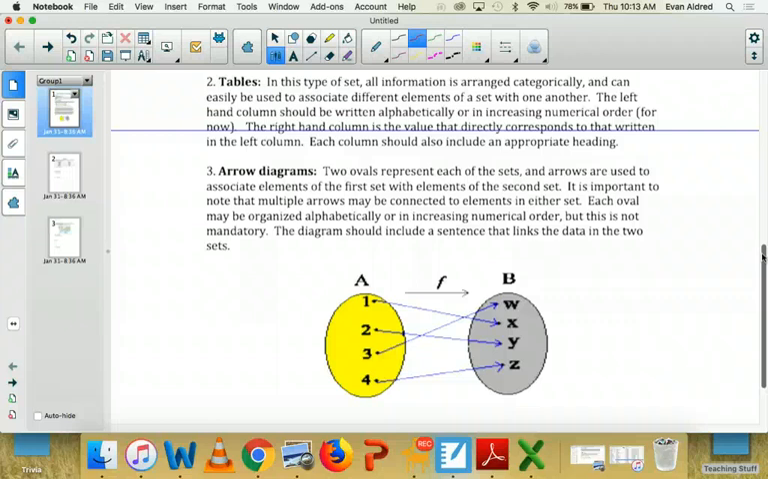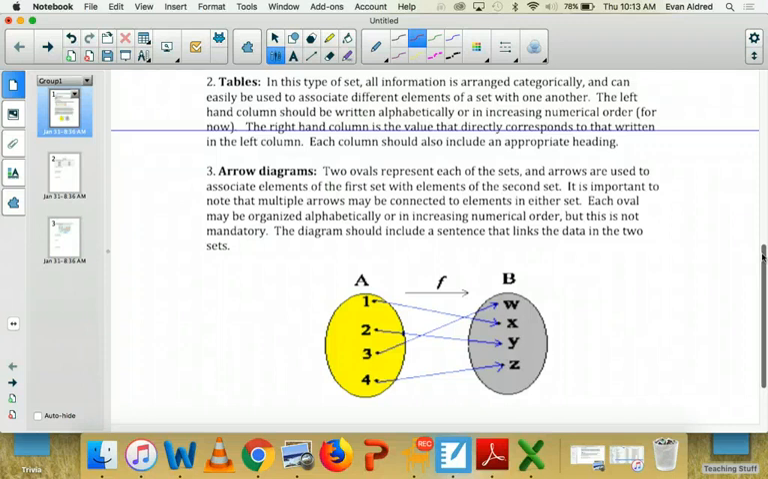And you'll notice in the example below that the ovals are arranged side by side. So the ovals in the set to the left will represent information from one relation. The oval in the set to the right will represent information from another. And we're going to connect the data from each set by way of arrows, hence the name arrow diagrams.